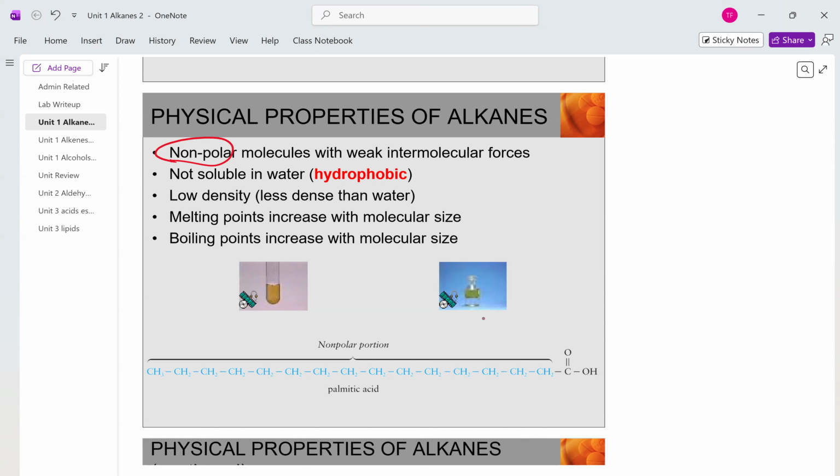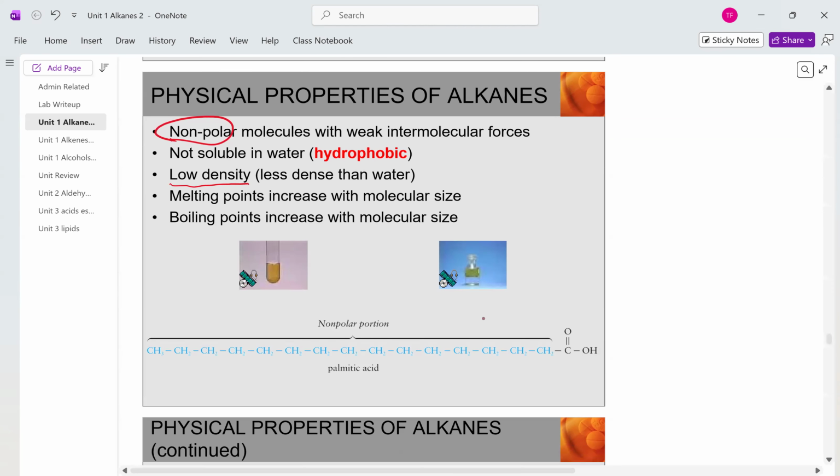Anyway, they typically are low density. That means they float. And then as the molecule gets bigger, the boiling point and melting point goes up as well. That's true whether it's polar or nonpolar.